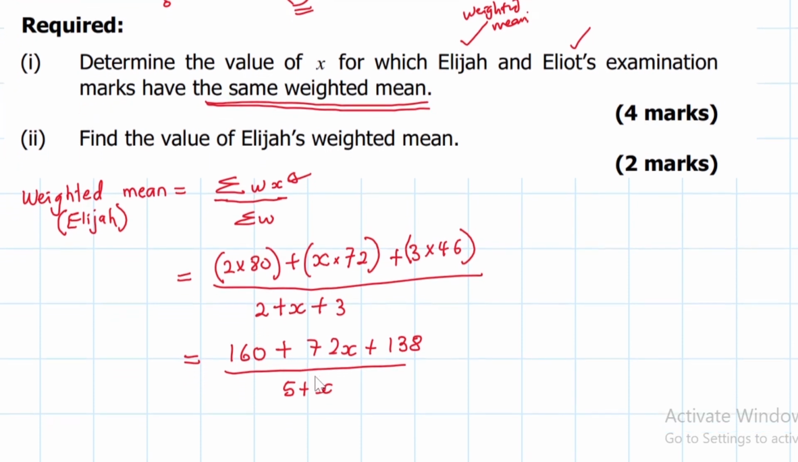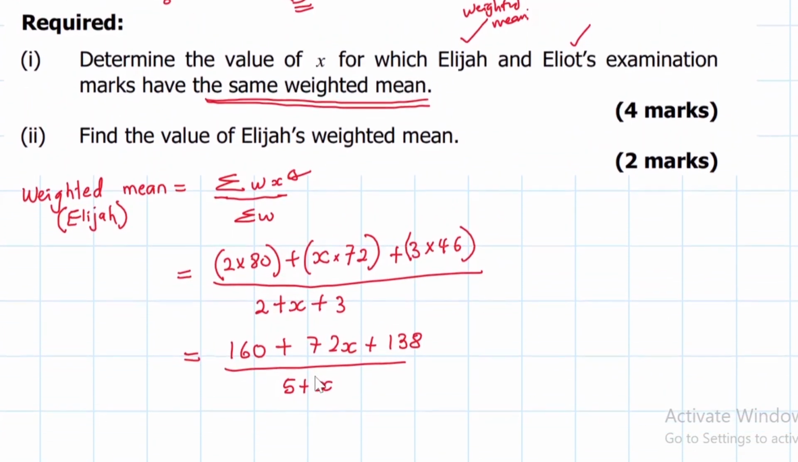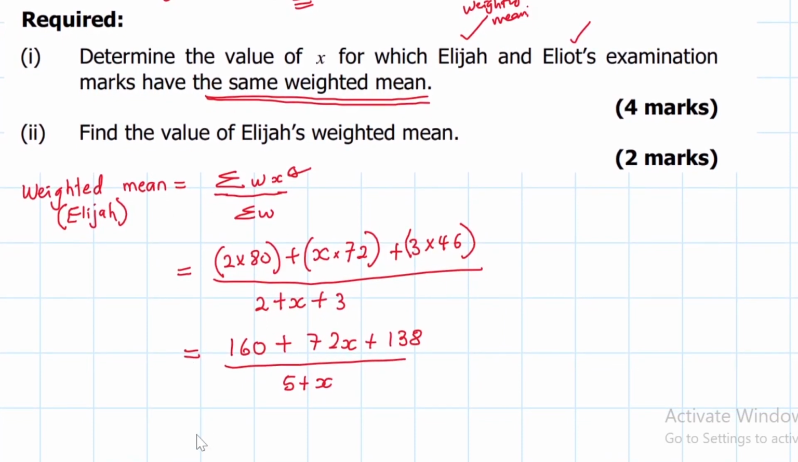So what do we have there? As our final thing here, when we add 160 plus 138, that is going to be 298, plus 72x. Divide that by 5 plus x. That is as far as Elijah is concerned.